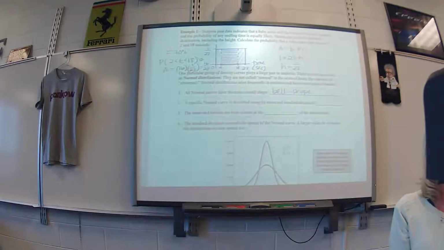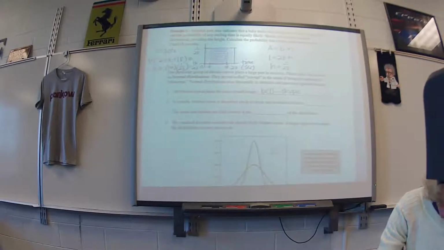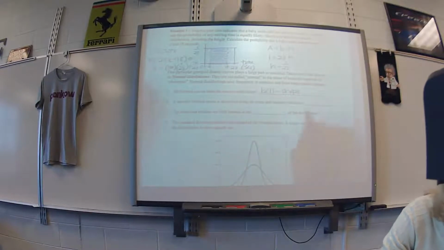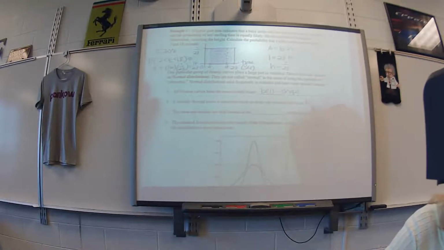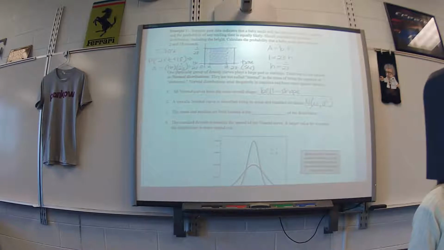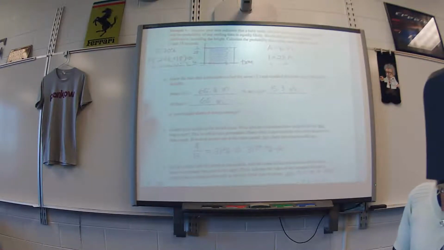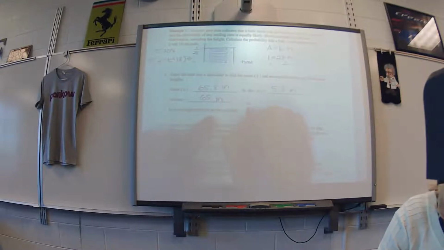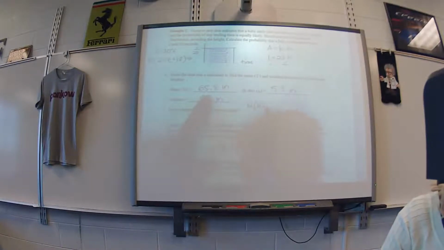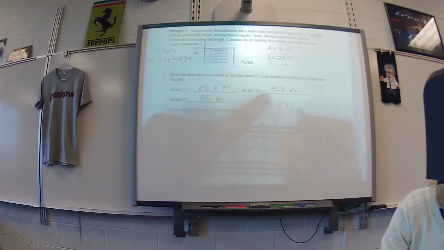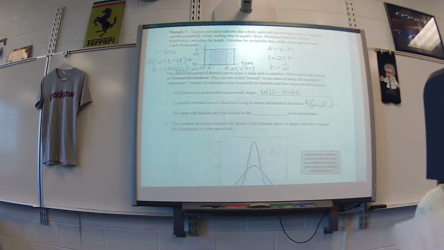A specific normal curve is described using mean and standard deviation. So what we often do, we write it almost like a function notation. We say the normal distribution has a mean of, and I'm just going to say mu for mean, comma, lowercase sigma for standard deviation. So if someone gave you a distribution and said, I'm looking at these heights, if we knew that it was a normal distribution, we could say it's a normal distribution with a mean of 65.8 and a standard deviation of 5.3. So that's just a notation that we use, okay?